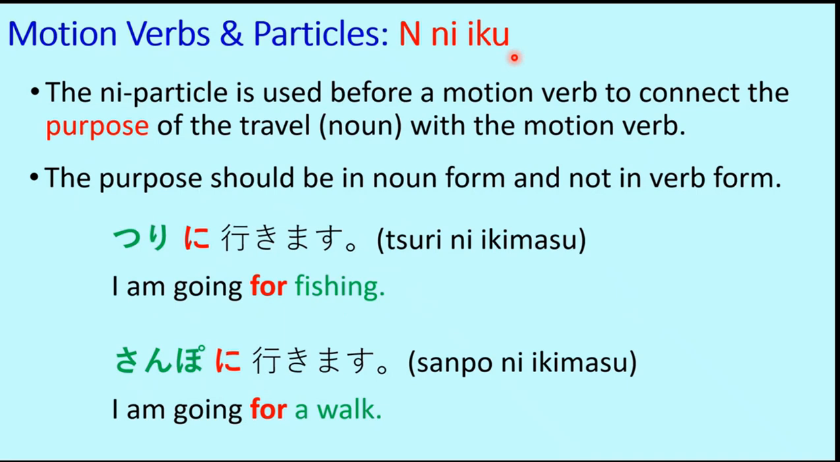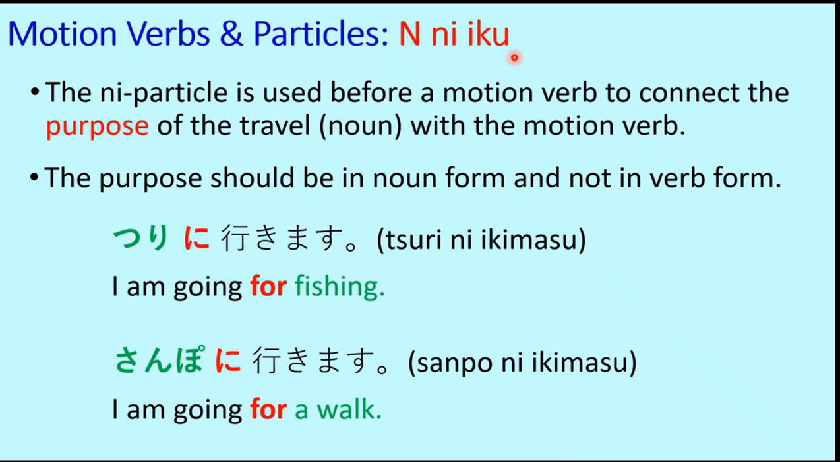Sampo ni ikimasu. So sampo here is a noun. Sampo shimasu is the verb. Sampo is the noun. Similarly, benkyo shimasu and benkyo. Denwa shimasu and denwa. So these are noun and verb forms.